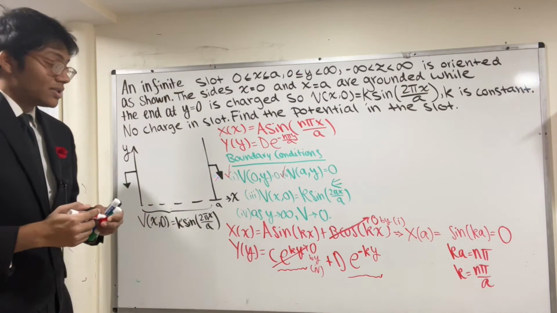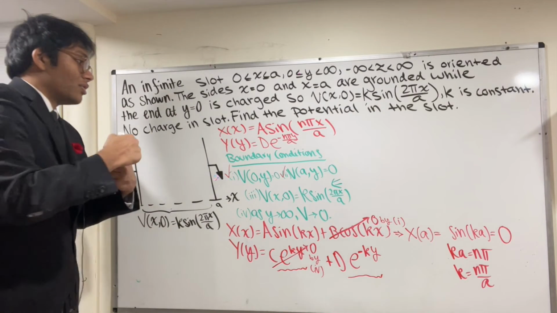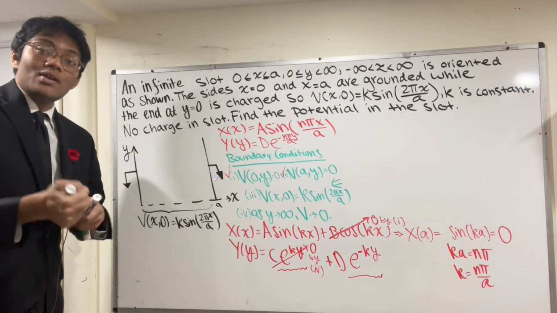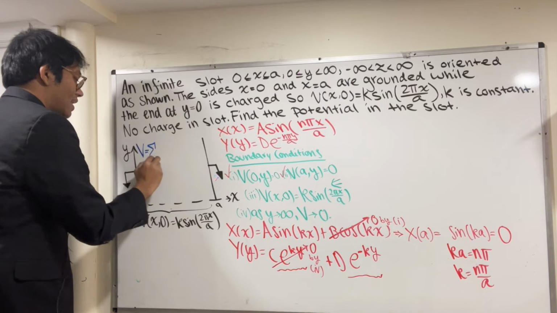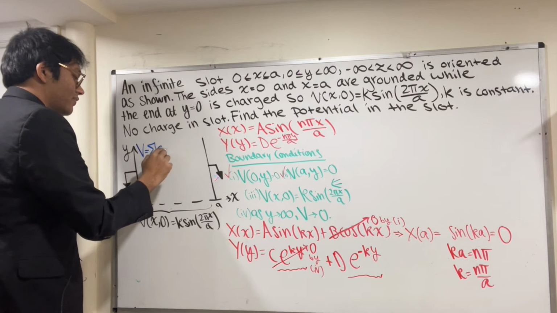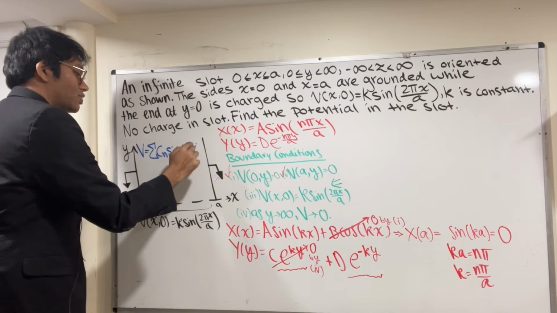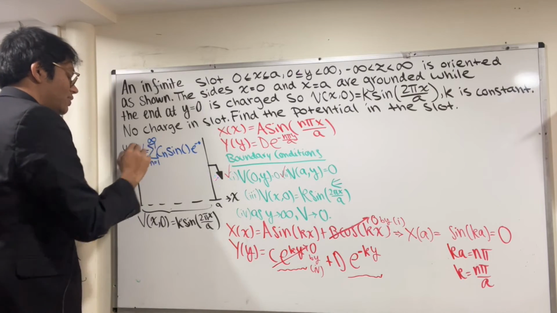Okay, great. So now we are in business. So what do we have for our potential function? Now we can write our potential function V as a linear combination, c sub n, of these two guys, the sinusoidal and the exponential, as n goes from 1 to infinity.